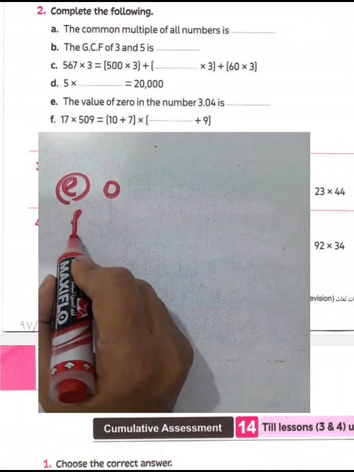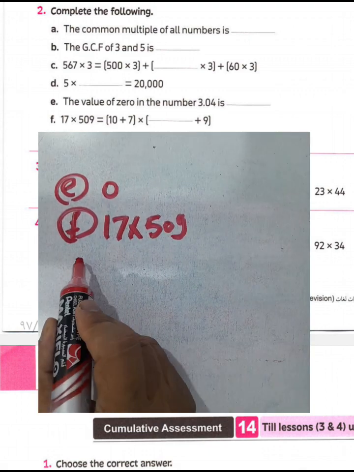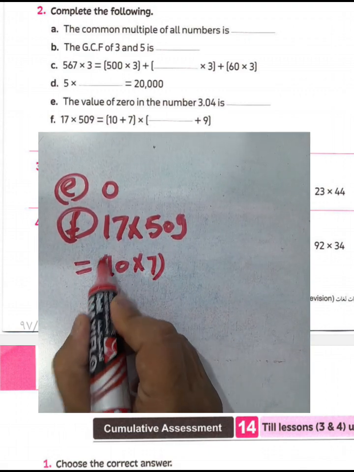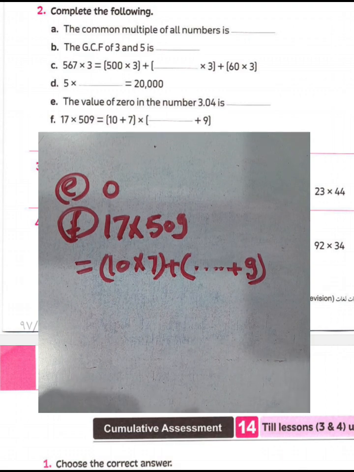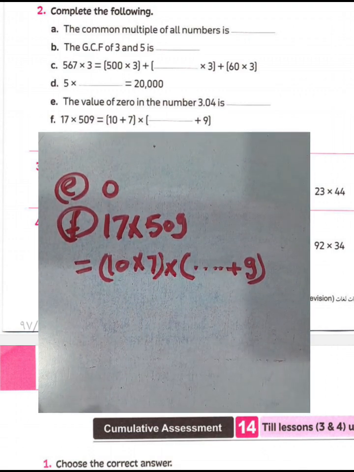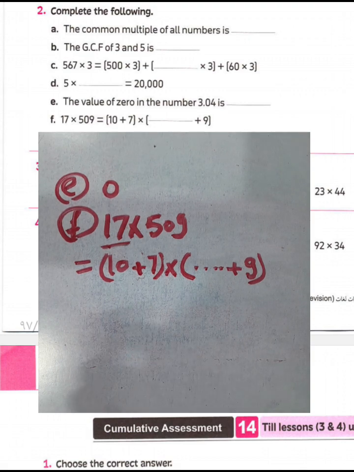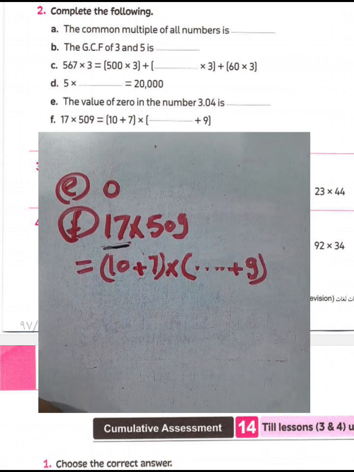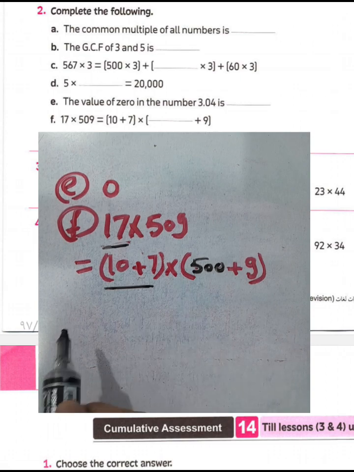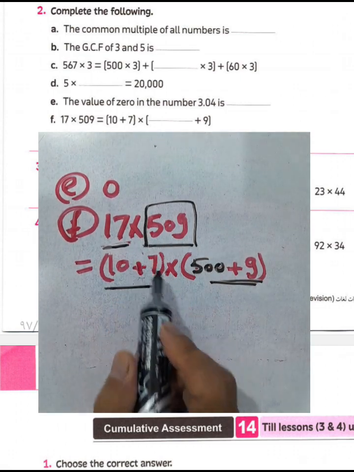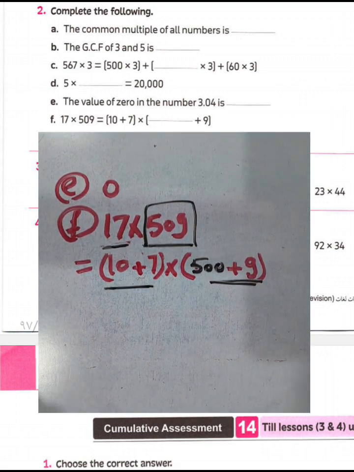Letter F, 17 times 509. We use the distributive property here. He gives us 10 times 7 plus a space plus 9. Sorry, my students, again. 17 means 10 plus 7. Use the standard form: 17 equals 10 plus 7. And 509 will be 500 plus 9. Using expanded form to write this number means writing the value of each digit in the number.